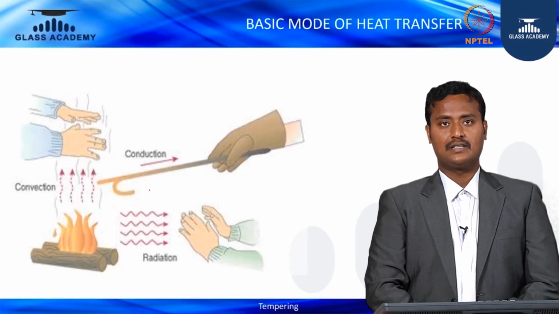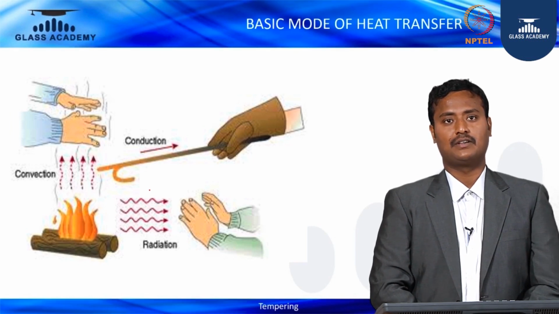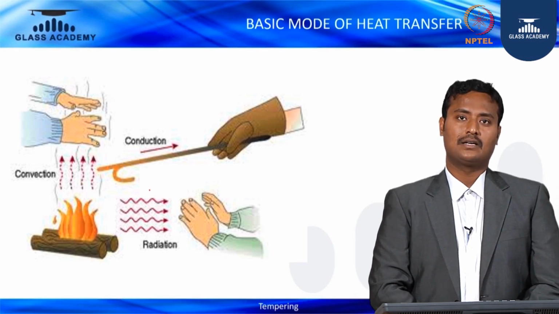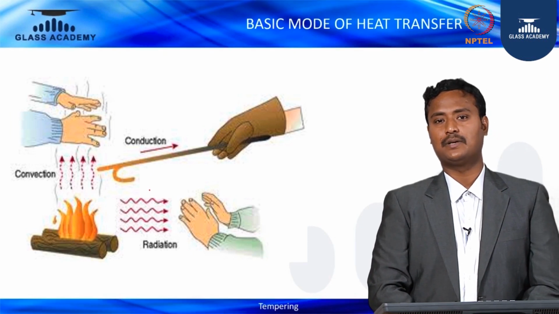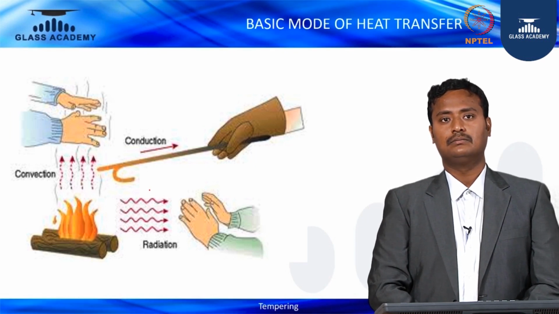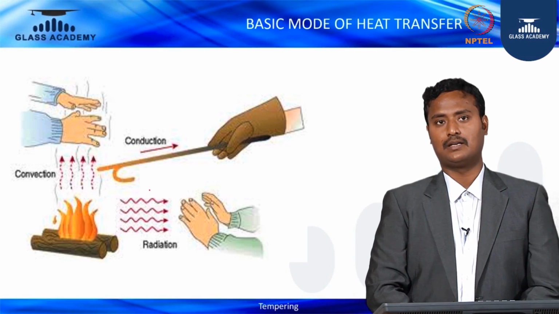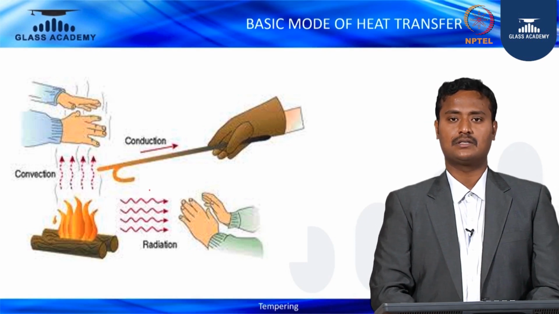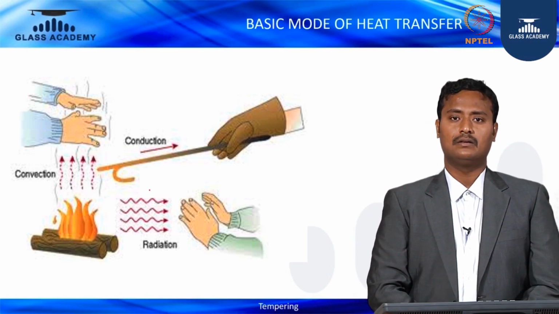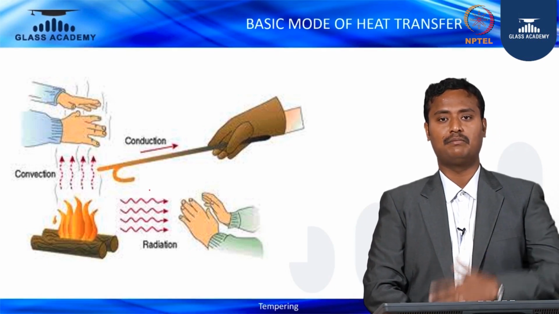And the basic modes of heat transfer, as you all know, are conduction, convection, radiation. So let us discuss the basic concept of heat transfer which takes place at the tempering plant. Before getting into the tempering process, this is the basic step which we have to understand: conduction, convection, radiation. Conduction is nothing but the heat which is felt or transmitted through a medium, any form of medium.